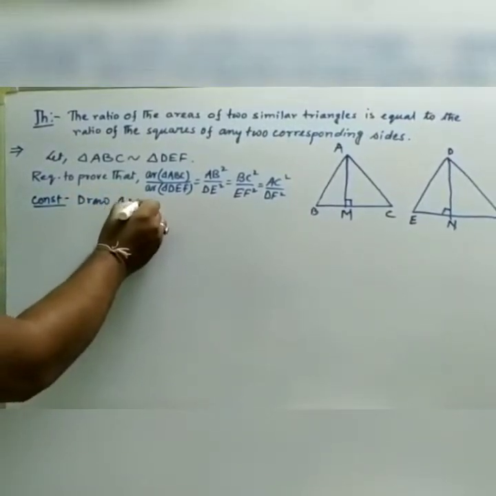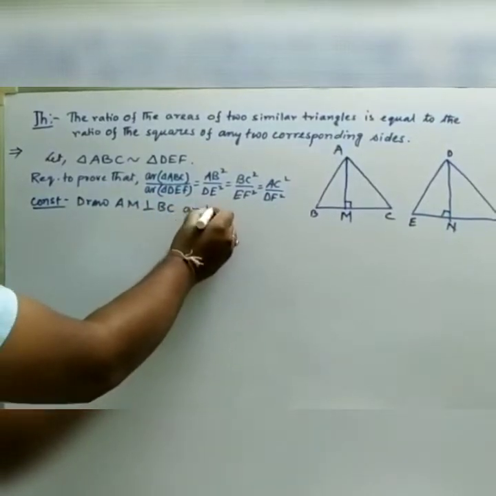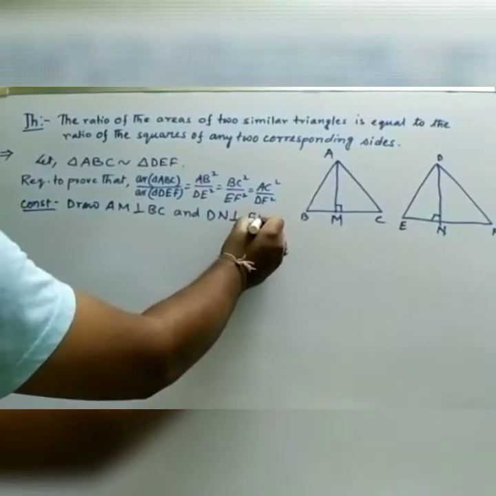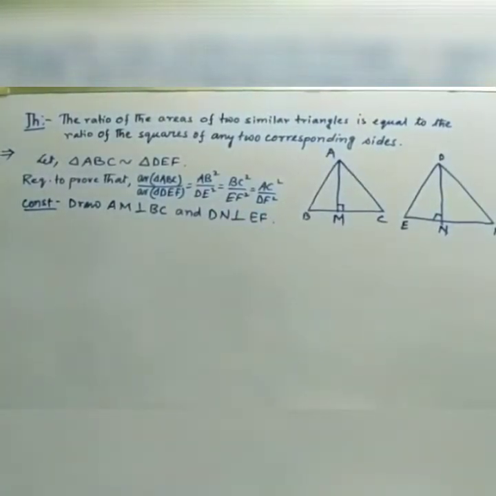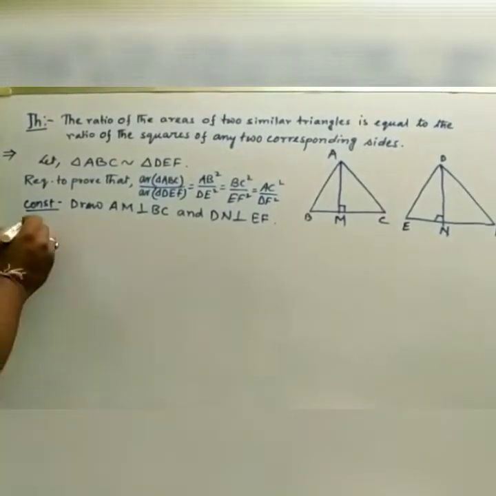You need to write the construction here: draw AM perpendicular to BC and DN perpendicular to EF. Okay, so we got the perpendiculars from both the triangles. So let's go for the proof.